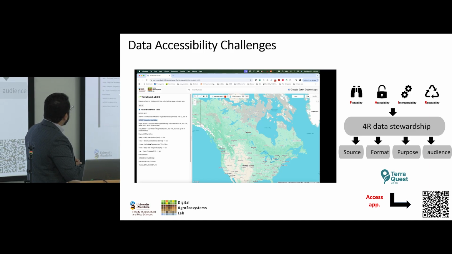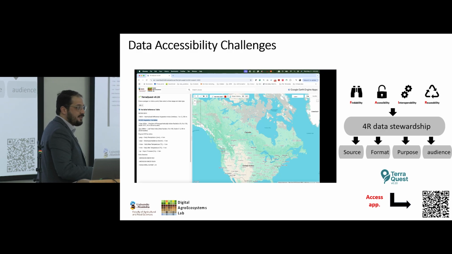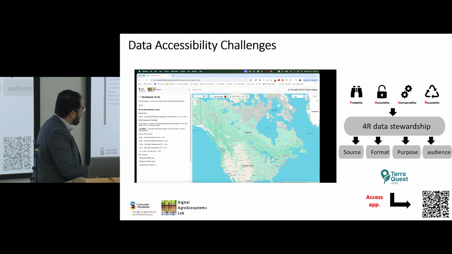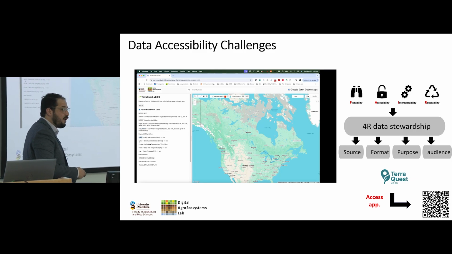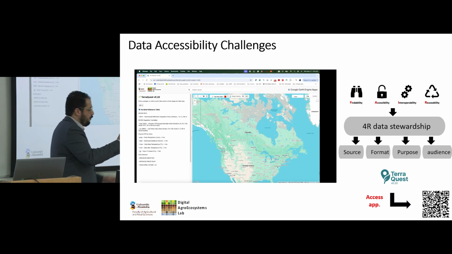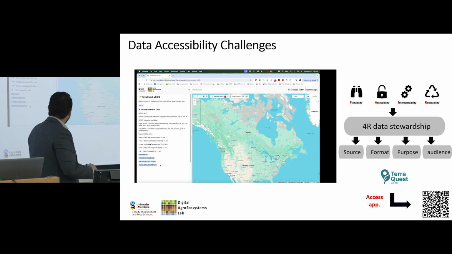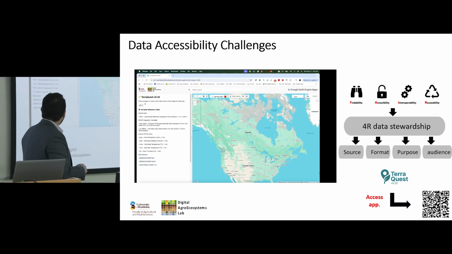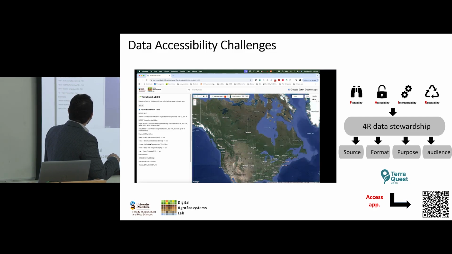You see here, in this little video, I'm showing a new application. We call it TerraQuest. This is open for everyone. If you scan this code, you will access this application. It's a web map using JavaScript, available for everyone. What you can do with this, you can zoom in any place in North America, and you can get every 16 days of NDVI, for example, vegetation index. You can get a fraction of photosynthetically active radiation. You can get leaf area index.